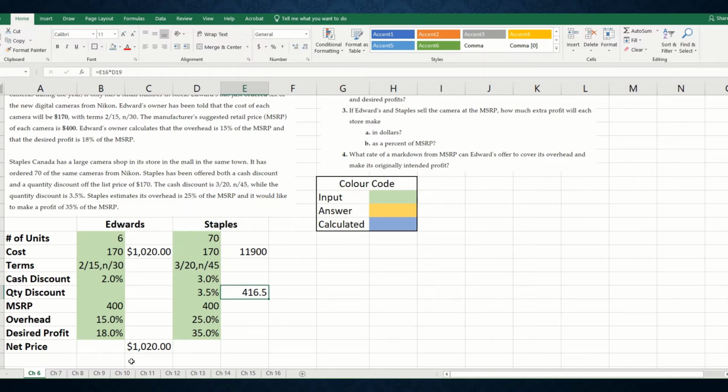All right, so the net price in this case, actually I'll do the formula in case for a quantity discount in case they get one. So for Edwards, that equals the cost times the quantity discount, even though there isn't one, okay? So Edwards does not get a quantity discount.